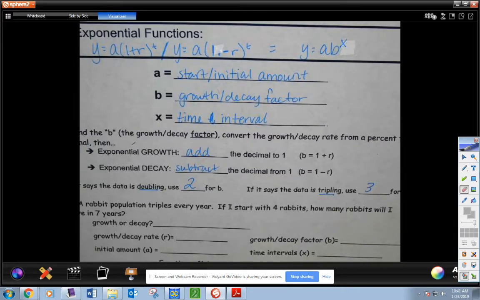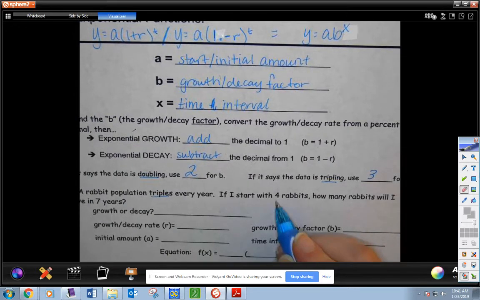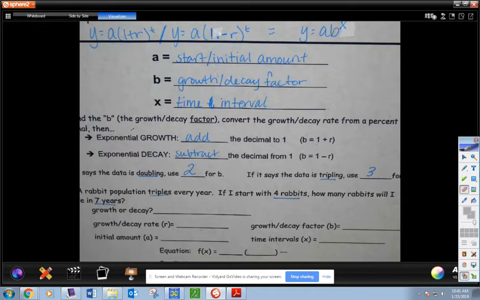Okay, so a rabbit population triples every year. If I start with 4 rabbits, how many rabbits will I have in 7 years? I'm going to underline everything important. The word triples is important. 4 rabbits, 7 years. Those are my 3 important things.